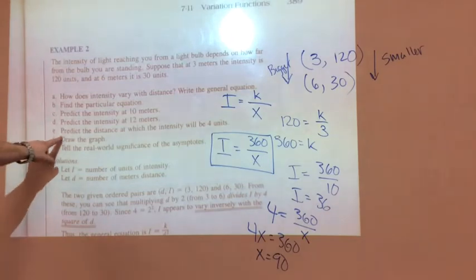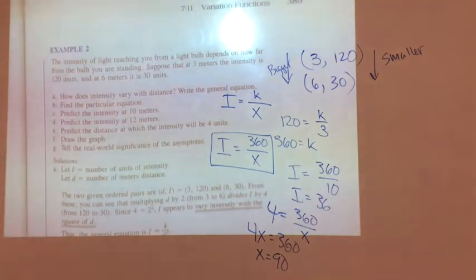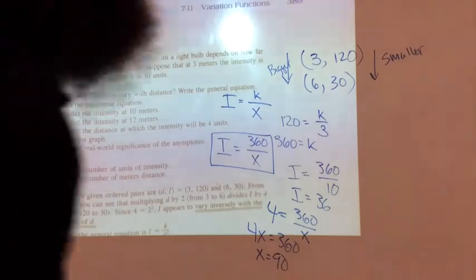Let's see. Draw the graph. We don't need to be drawing the graphs on these word problems. I don't want to be doing that. Okay? So that's one example. I'm going to go ahead and erase all this and do one more.